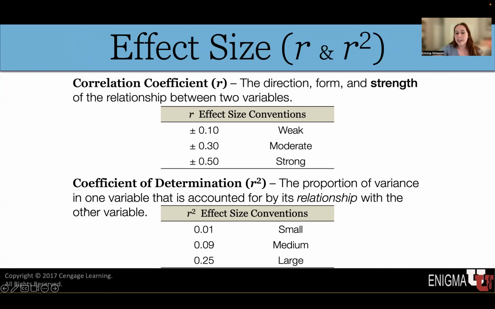And the next way that we can report effect size is we can also use the coefficient of determination, which we just talked about, R squared, to talk about the strength of a relationship. This, instead of just telling us the strength of the correlation, tells us the proportion of variance in one variable that is accounted for by its relationship with the other variable. So an effect size of R squared of 0.01 is considered small, 0.09 is medium, and 0.25 is large.